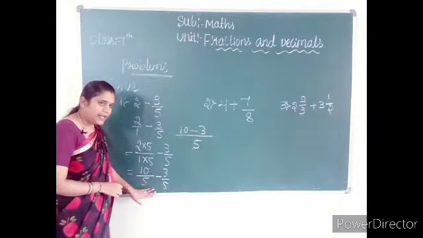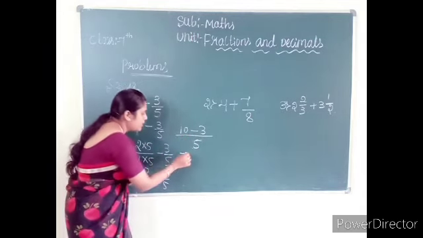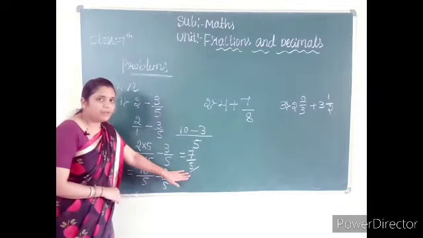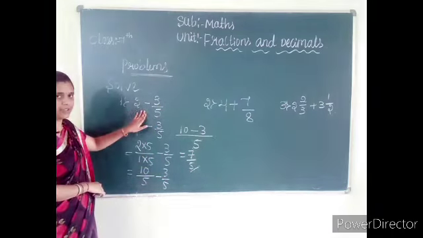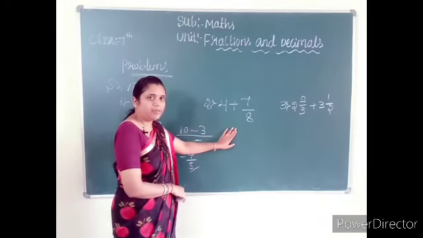Okay, 10 minus 3 is equal to 7 divided by 5. This is the simplified form of this. Okay, all of you understand? Next we come to the second problem.